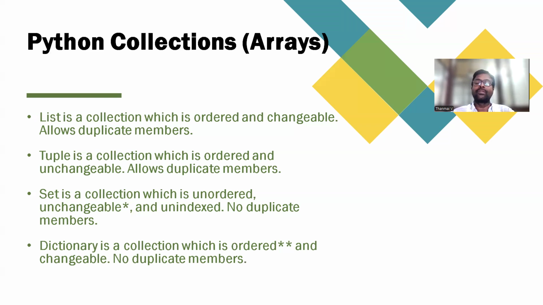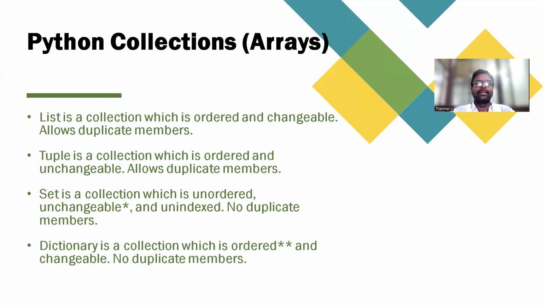But whereas in case of the tuple, it is unchangeable. It is also called immutable. That means you can't change the elements or members of a tuple. That's why a tuple is unchangeable, immutable, whereas a list is a changeable or mutable collection.